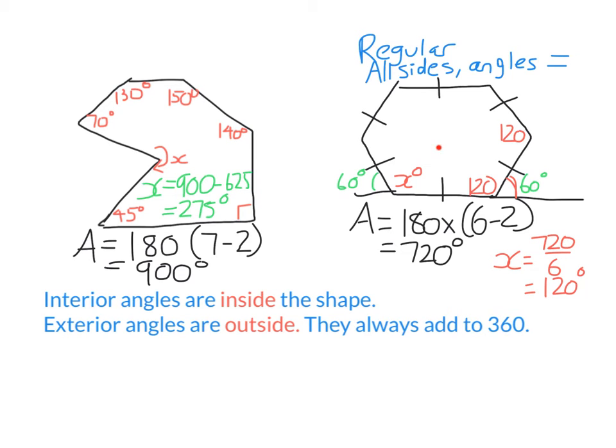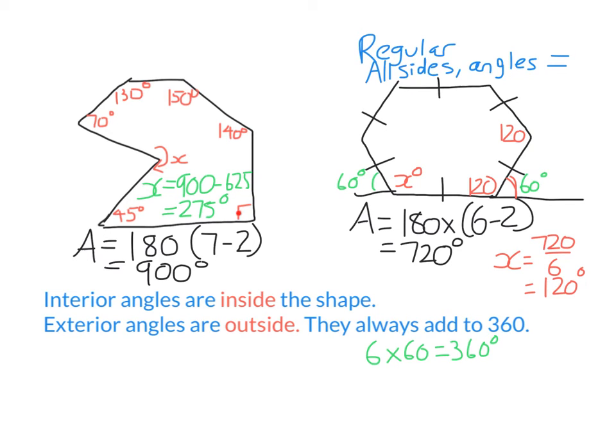So the sum of the exterior angles here, there'll be 6 of them. Each of them will be 60 degrees. So 6 times 60 gives 360. The sum of the exterior angles of a shape always equals 360.